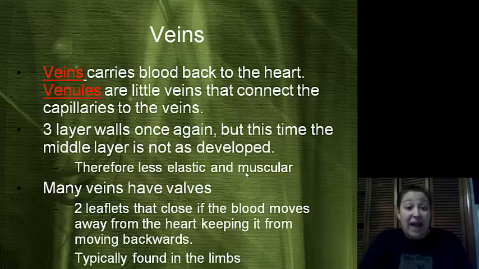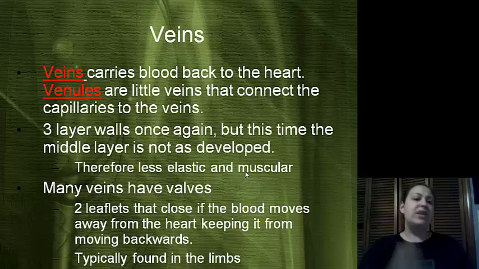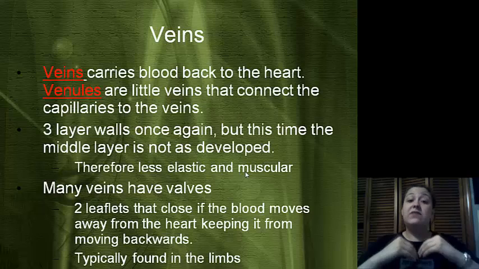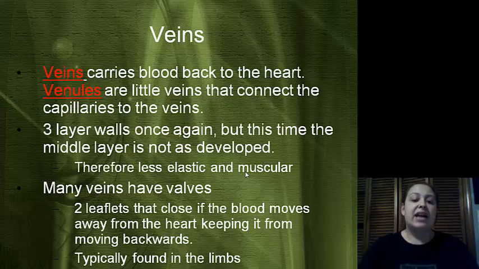Veins carry blood back to the heart. Venules are the small forms of veins that are connected to capillaries. We have three layers once again, but the middle layer is not as developed. With many veins, we have a two-leaf valve system that closes if blood moves away from the heart and keeps it from moving backwards in our veins. Typically, these are found in limbs.